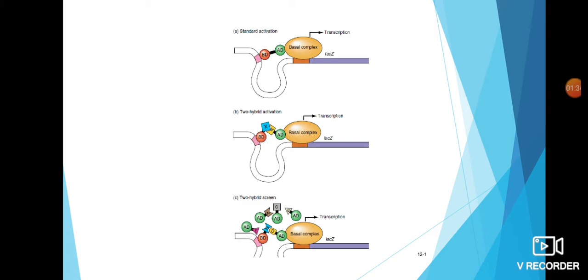The third model shows where the DNA binding domain, BD or DB, whichever way you say, is fused with Z protein, and we have expressed the activation domain AD with a different variety of proteins like A, B, C, D, E, F. That's a library, and the whole thing we are doing in yeast. So if and only if Z protein interacts with D protein, then the activation and DNA binding domains come together, because these two proteins are interacting, and we are going to see the transcription. This is called the Yeast-2 hybrid model.